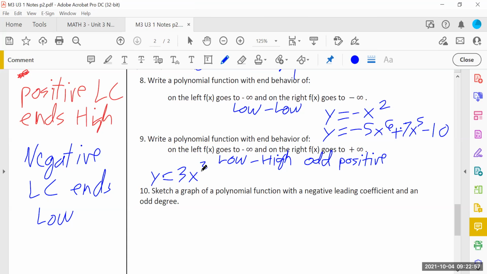Somebody else want to give me an example? One more, maybe? Anyone? Any volunteers here? Say that one more time. Y equals just x cubed. Does that make sense to everybody? What if I subtract an x squared from that? Does that mess anything up? Think about that for a second.